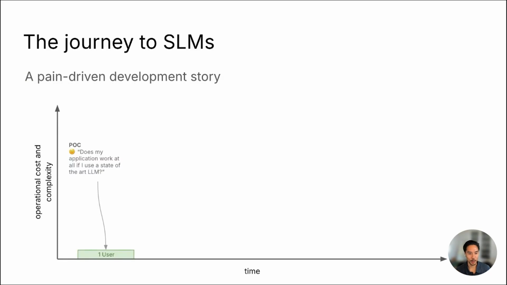So now I'm going to go through a pain-driven development story of how you get to an SLM. This is something we've seen through Union's own user research, from folks we've talked to who are building these kinds of systems. We're going to talk through time, with the operational cost and complexity of your agent application as it matures. When you're starting, you're an AI engineer building a POC, you're the only user, and you're asking the question: does my application work at all if I use a state-of-the-art LLM?